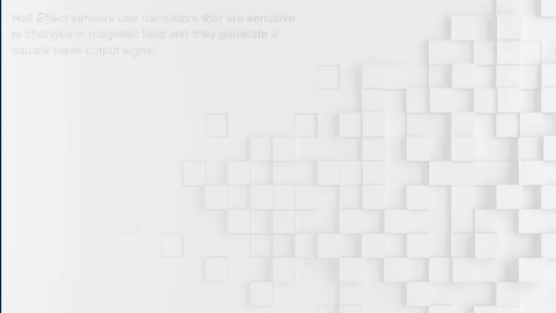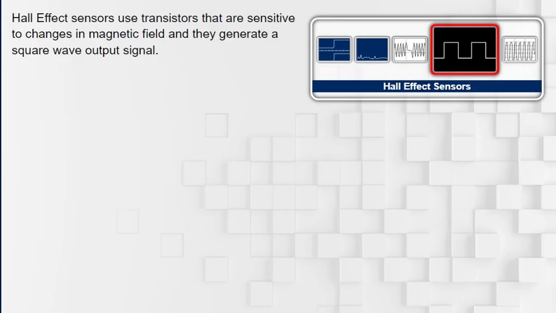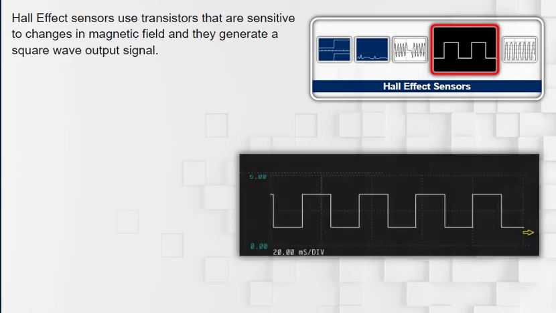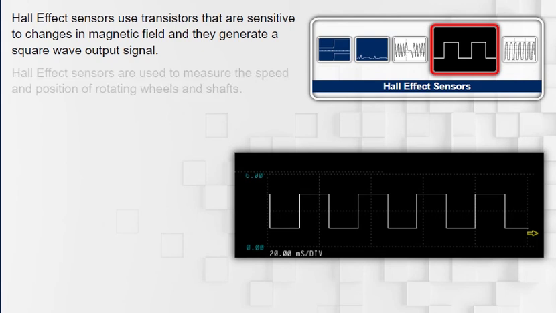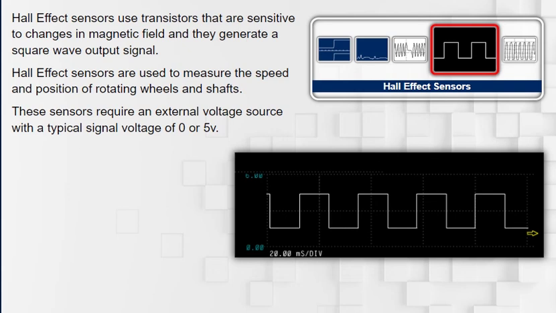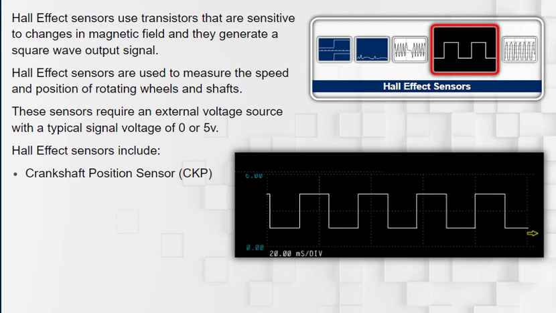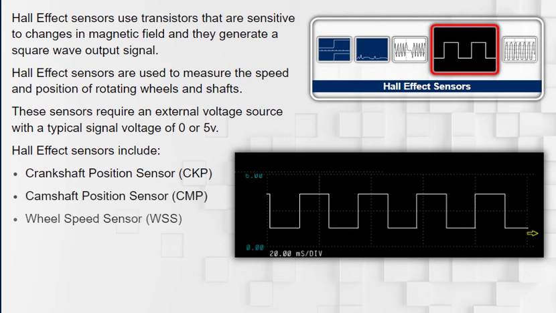Hall effect sensors use transistors that are sensitive to changes in magnetic field and generate a square wave output signal. They are used to measure the speed and position of rotating wheels and shafts. These sensors require an external voltage source with a typical signal voltage of 0 or 5 volts. Hall effect type sensors include crankshaft position sensor, camshaft position sensor, wheel speed sensor, and vehicle speed sensor.